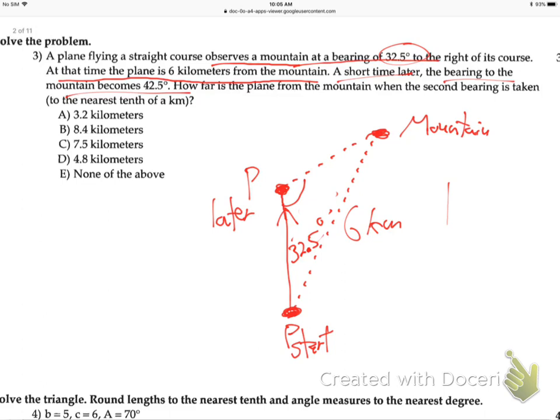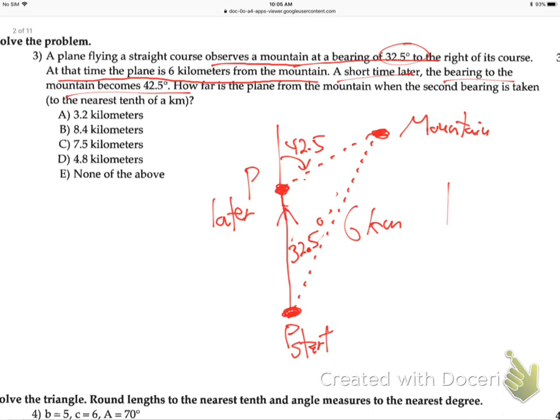No, that wasn't right. Let me try that again. Why is that the wrong angle? Because it's this angle. It's bearing to the right. That angle is bigger, though. 42.5 to the mountain. You see that? See how it's getting closer to the mountain and the bearing to the right, the observation angle, is growing.